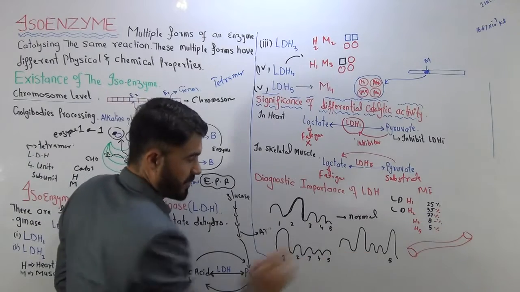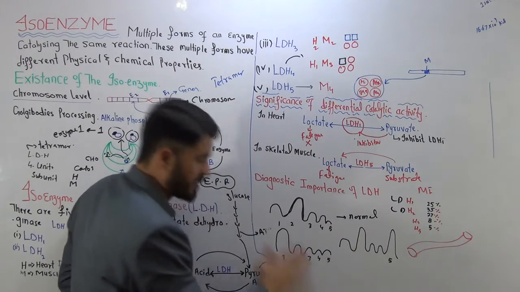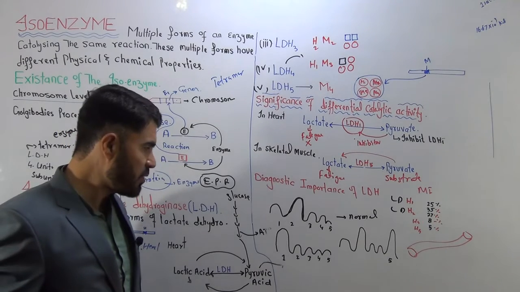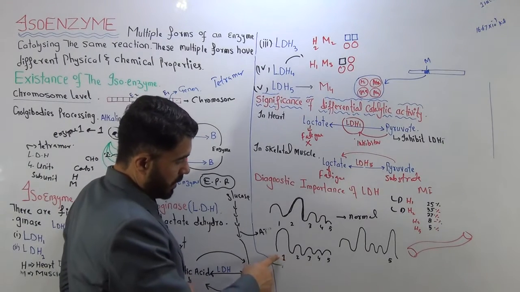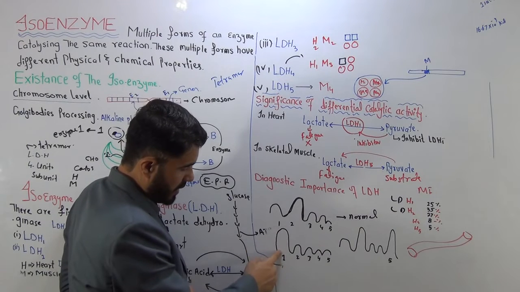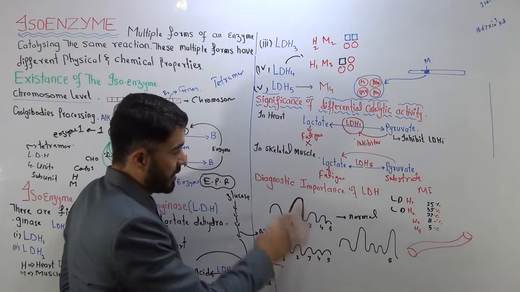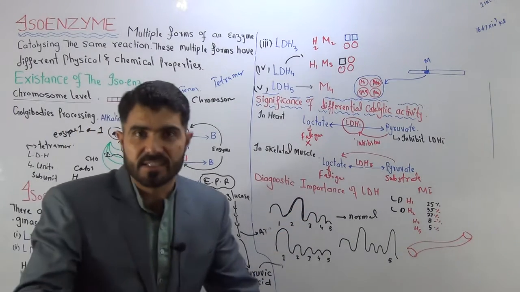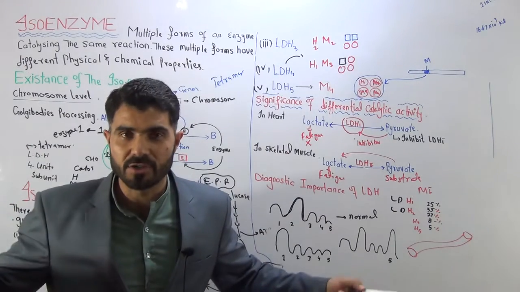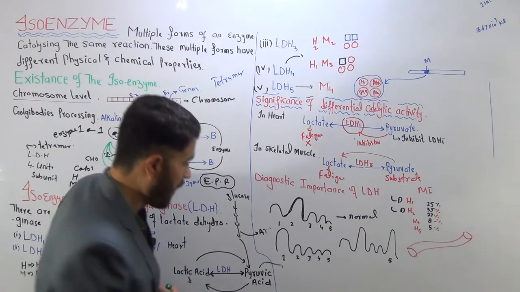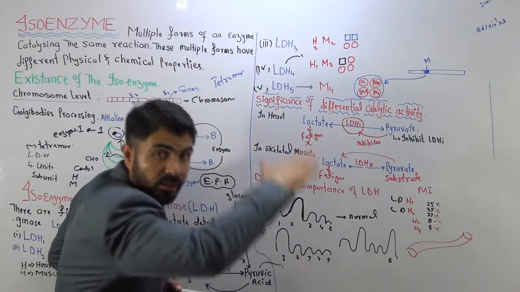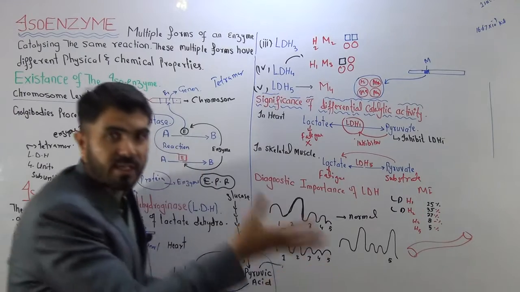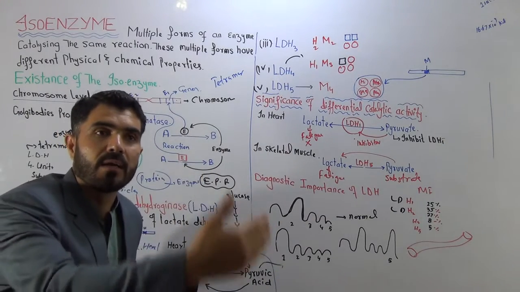Now, there are two graphs. If you look at this graph, what will you observe here? You will observe that lactate dehydrogenase 1 is more than lactate dehydrogenase 2. Normally 2 is more than 1, but in a pathological condition like heart attack, myocardial infarction, MI, LDH1 is increased over LDH2. So this shows that the patient has myocardial infarction.